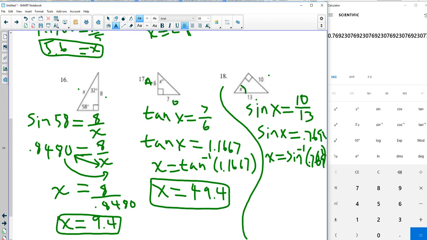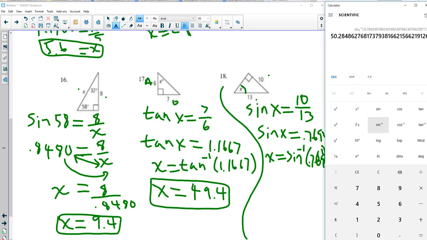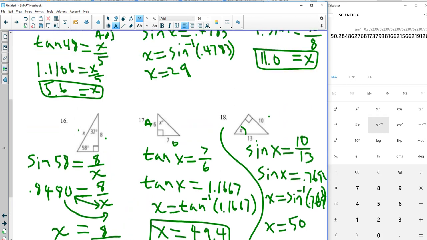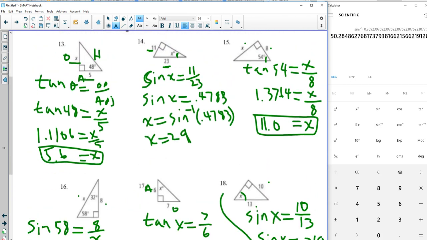It's too squished up in there, but I'm going to say it out loud so you can hear it. 0.7692. And so then I take the inverse of that number, since it's already up there, inverse sine, and that gives us x is equal to 50. And it says rounded to the nearest degree, or did they say tenths? The angle is rounded to the nearest degree.